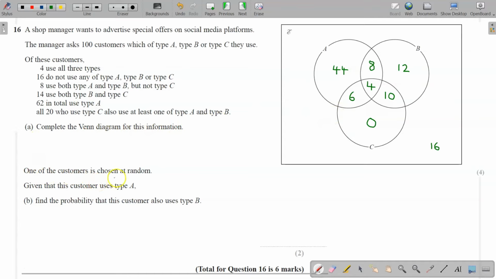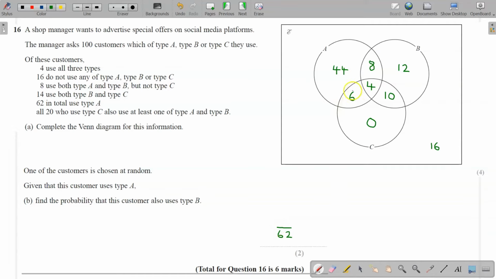One of the customers is chosen at random. Given that the customer uses type A, find the probability that this customer also uses type B. Well, this is really easy. This is conditional probability. You're told for sure that they use type A. So it's a fraction out of 62, because there's 62 in type A.